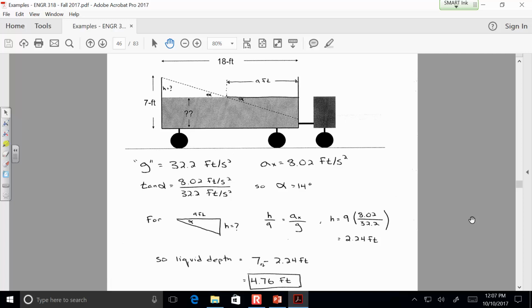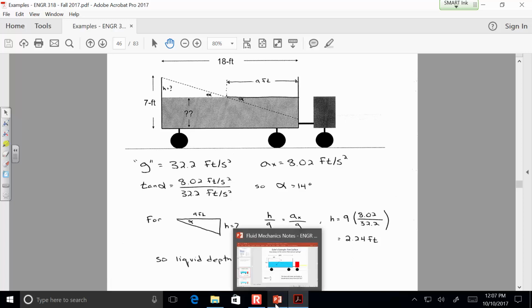It's 2.24. And if it's going to be 2.24 meters over here on the left, then that means that the remaining component, 7 minus 2.24, is 4.76. So that's the maximum depth we can fill it at. And if it's any deeper, then it will spill when that truck is accelerating. So that's just another of the applications of Euler's equation, is to predict the liquid profile when it's in contact with the atmosphere.